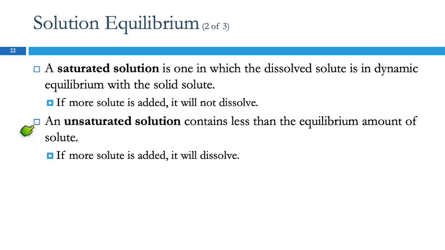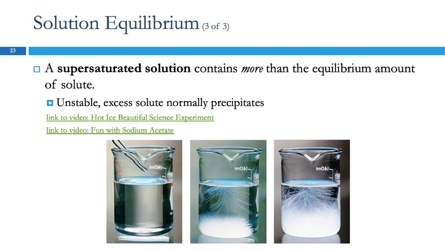An unsaturated solution has less than the equilibrium amount of solute. So if you add more solute, it will dissolve. Unsaturated. And then we have the seemingly impossible, the supersaturated solution. A supersaturated solution has more than the equilibrium amount of solute that's actually dissolved. It's not that it's sitting on the bottom.